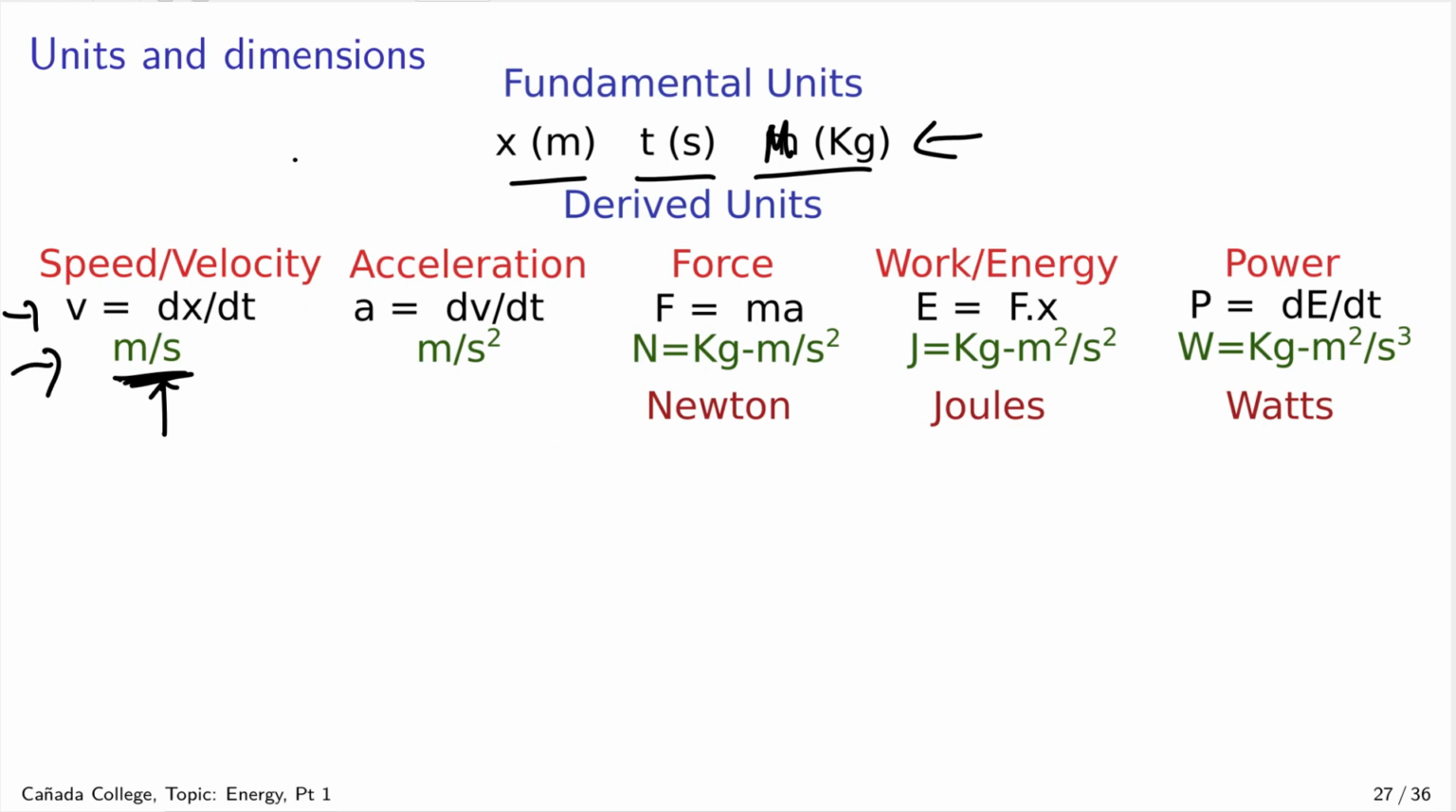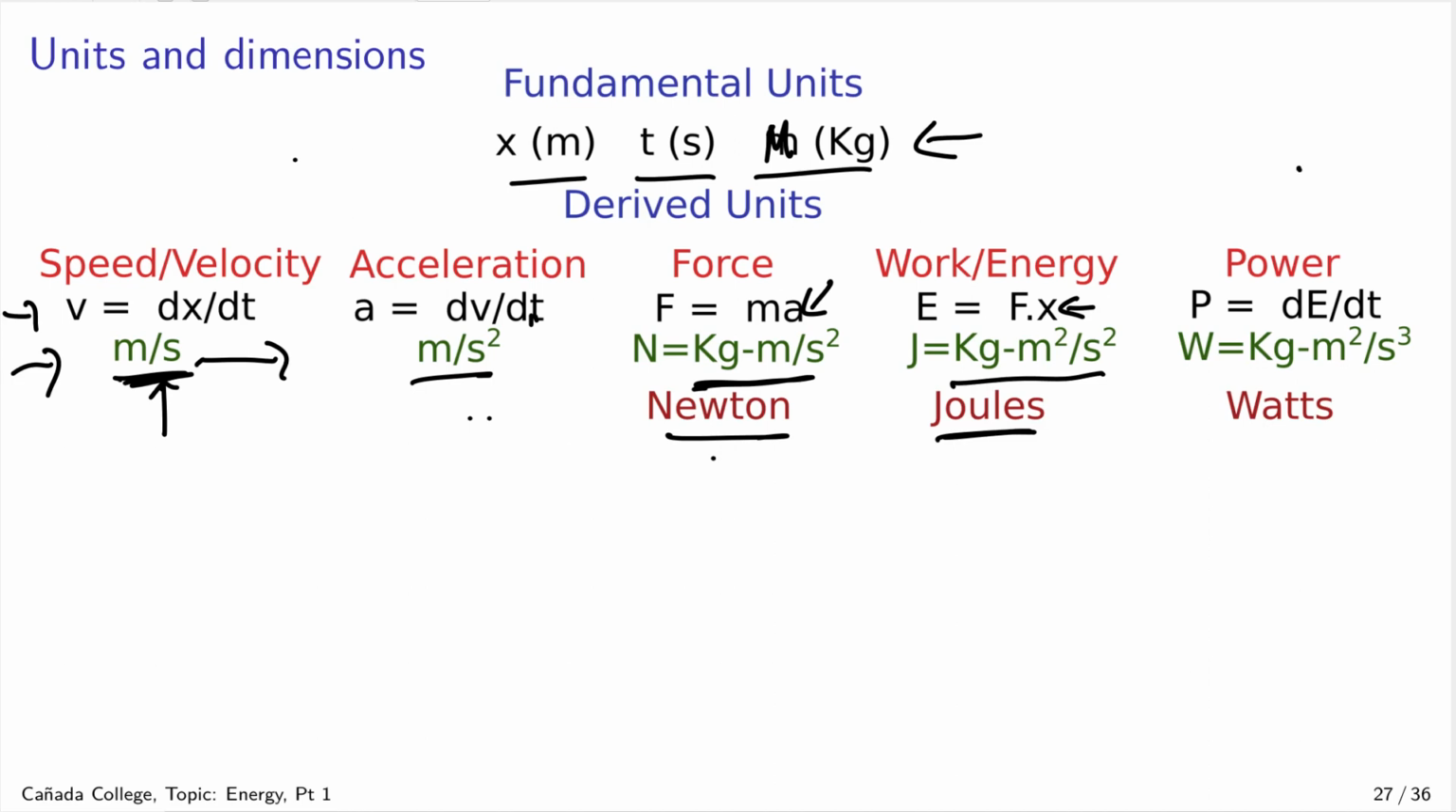Okay. Now let's look at acceleration. Acceleration, as we said, was the rate of change of the velocity with time. So that means I take my velocity and I divide it by time, I get meter per second square. Force was mass times acceleration. So now I take my acceleration and I multiply it by the mass, which is in kilograms, so I get kg meter per second square, and this unit is known as 1 Newton. Work or energy is now force times distance, and now if I multiply my force in kg meter per second square by distance in meters, I get kg meter square per second square, and this unit is known as 1 joule.